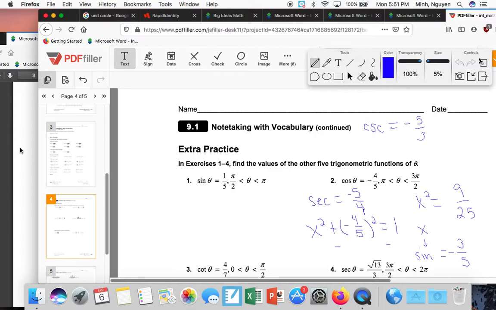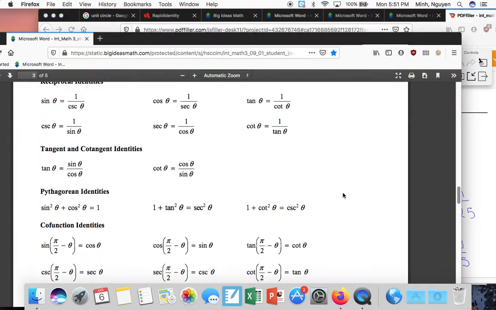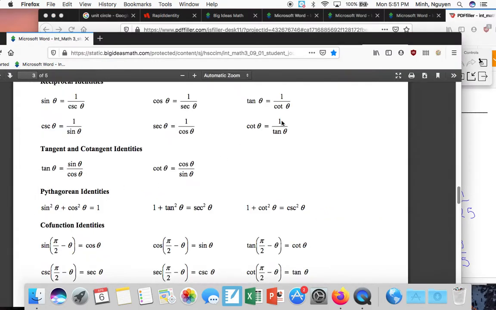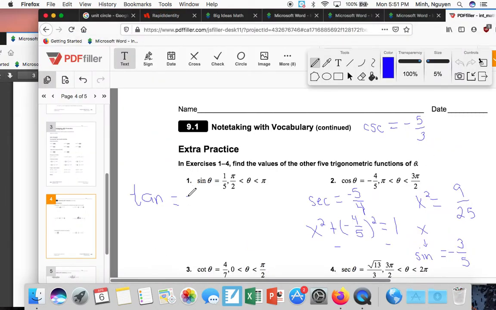And then, what do I got? Tan, which is sine over cosine. So I'll just do that over here. Sine over cosine, so negative 3/5 divided by negative 5/3.